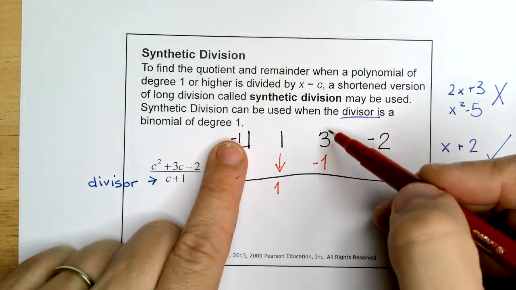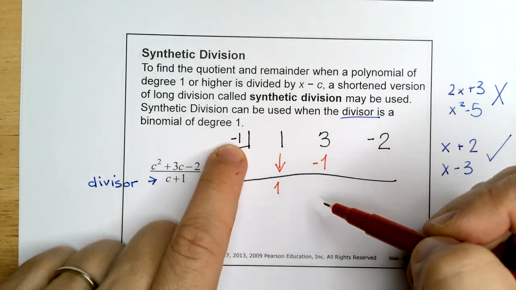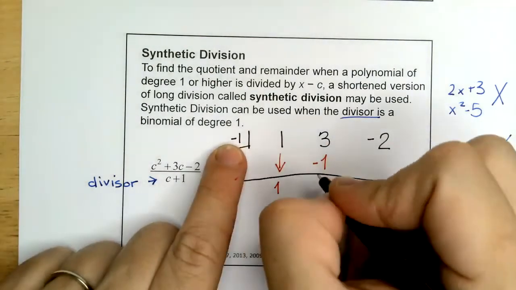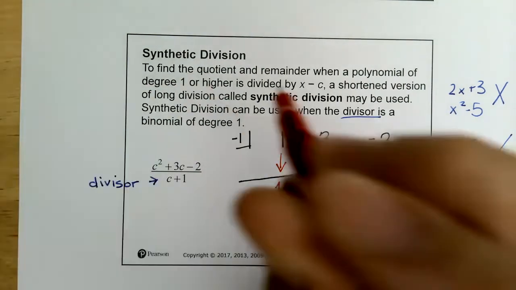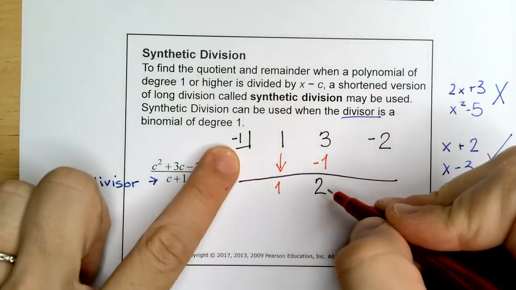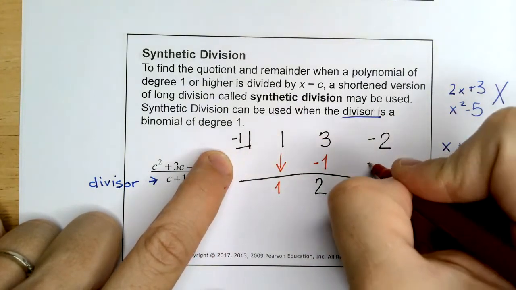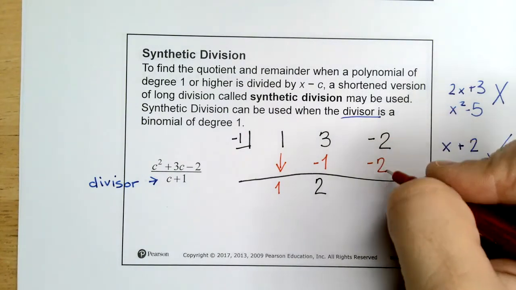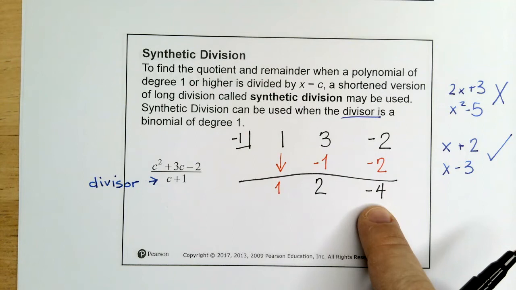Now we subtract. We don't need to change, or sorry, we combine. We don't need to change anything because we already used subtraction over here. 3 minus 1 is 2. Okay? I'm going to take that term, multiply by what's in the divisor box, remember? 2 times -1 is going to be a -2. We're going to combine these. 2 combined with -2 is -4. This is my remainder.